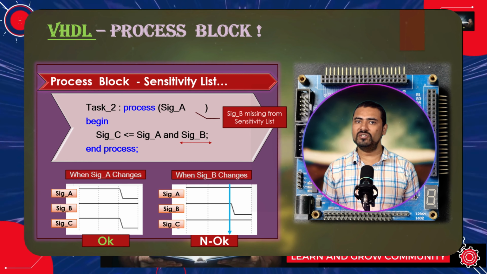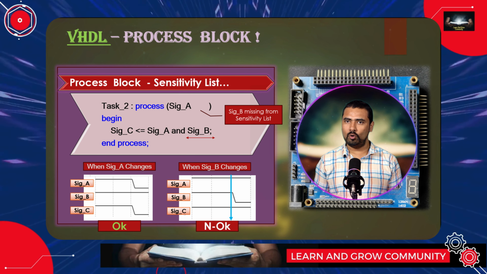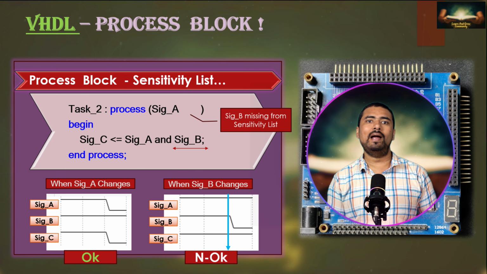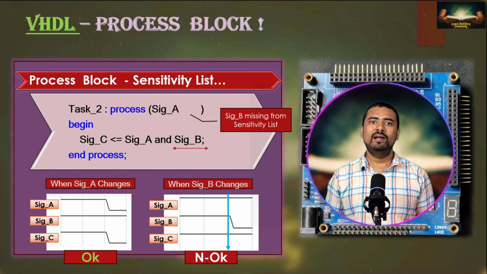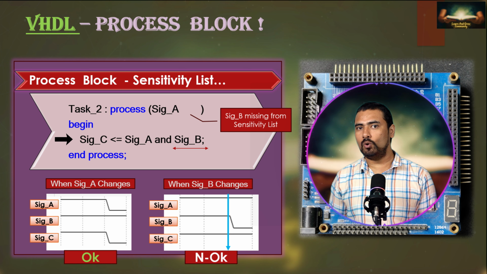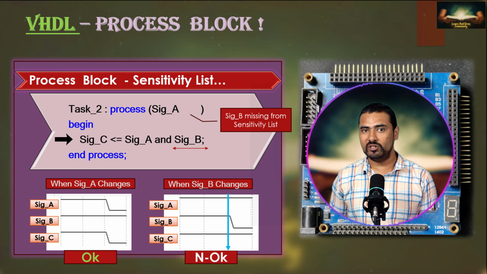Hi, in the last session, we talked about the VHDL process block and we also understood the concept of registered process block and combinational process block. And now we know that the statements written inside the VHDL process blocks execute sequentially.